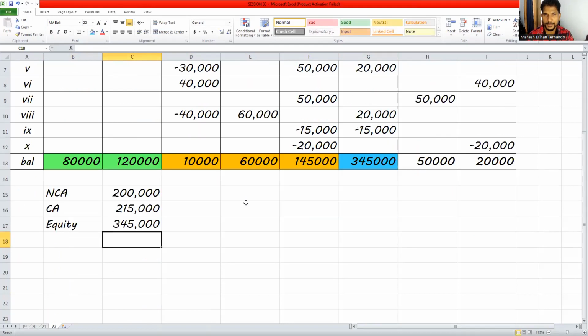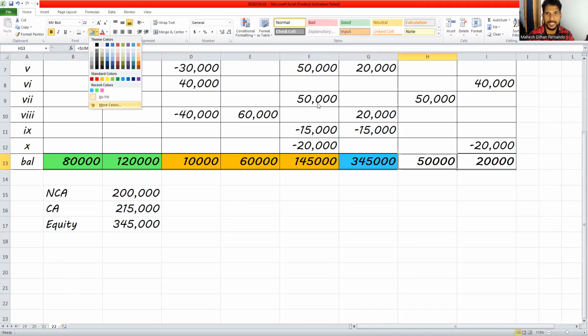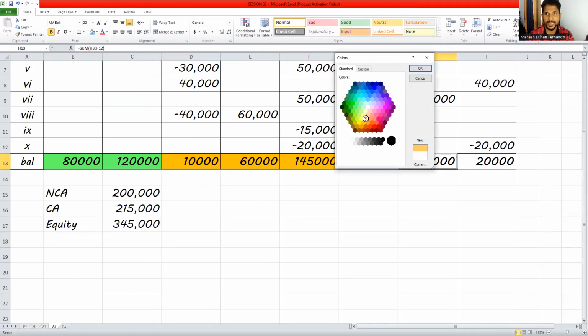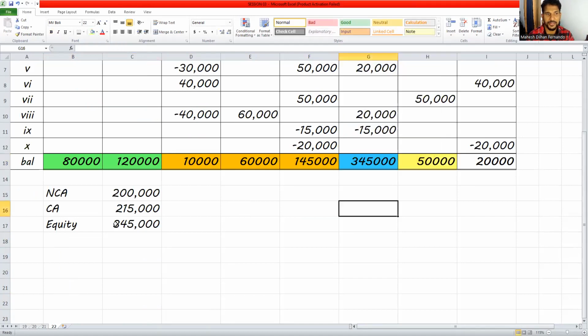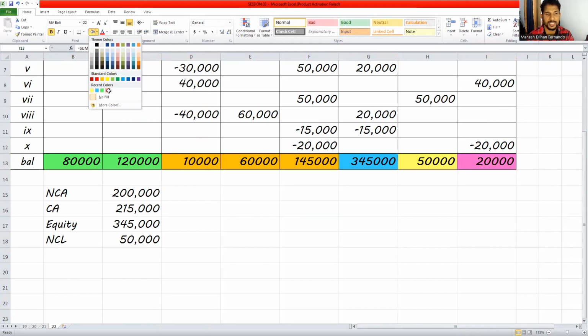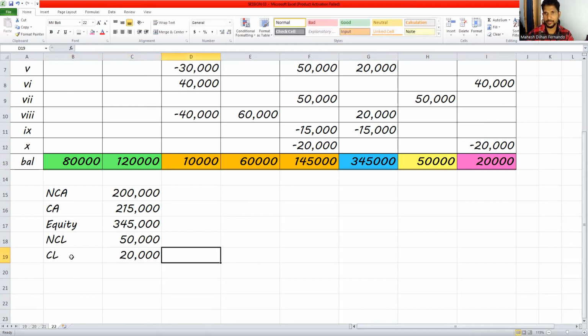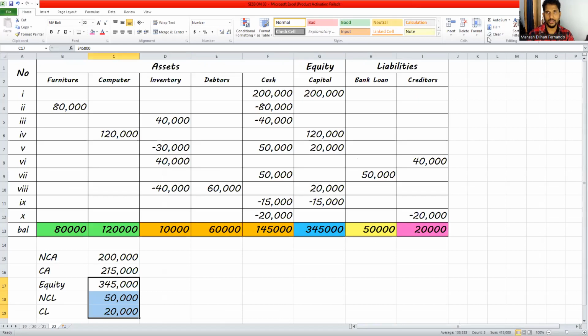Right, Puta? Then non-current liability. That is 50,000. Non-current liability, 50,000. Finally, current liabilities, 20,000. Assets equals equity plus liabilities. You have the full screen answer.